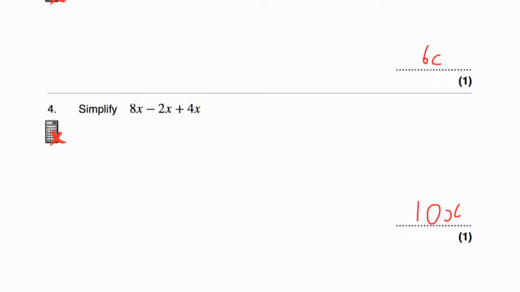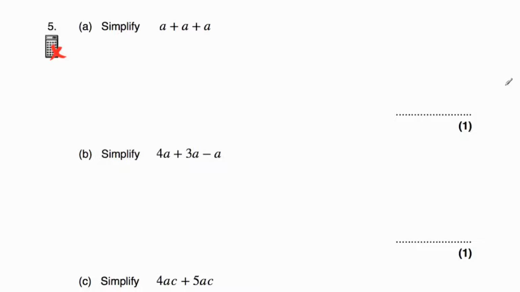Okay, question number 5. Question 5a says simplify a plus a plus a. So we've got 1a and we add another a, that's 2a's, and we add another a, that's 3a's. So the answer would be 3a. Next, question 5b says to simplify 4a plus 3a, take away a. Well, we've got 4a's and we add another 3a's, that's 7a's. And then if we take away an a, that would be 6a's. So the answer would be 6a.